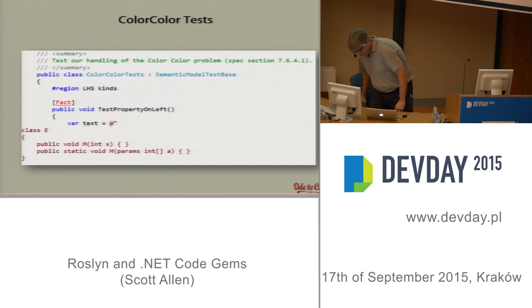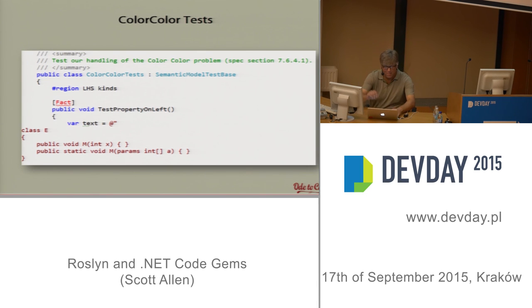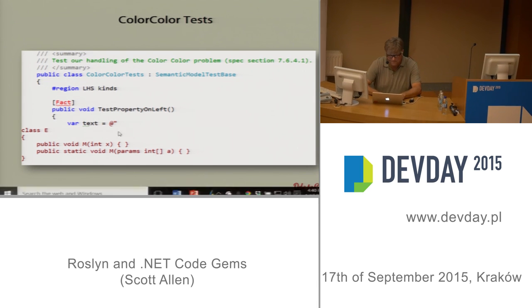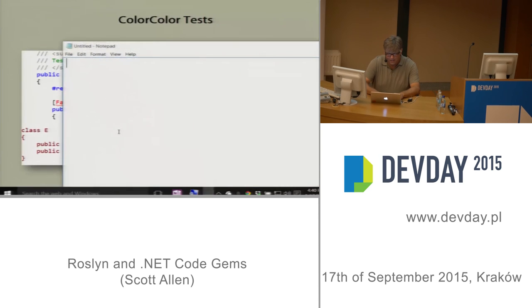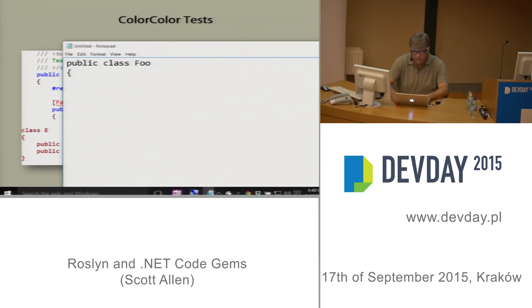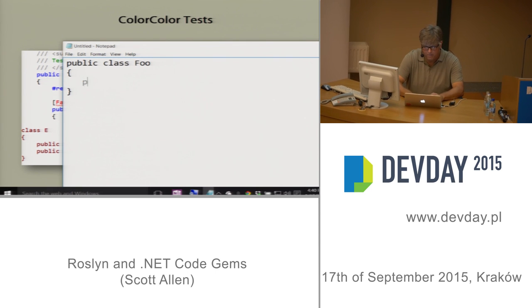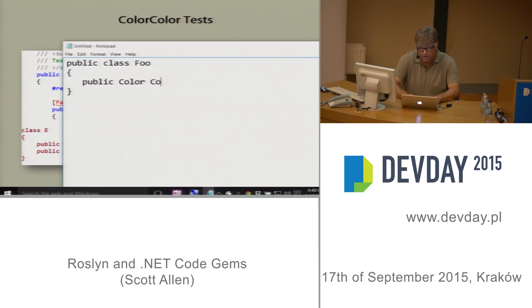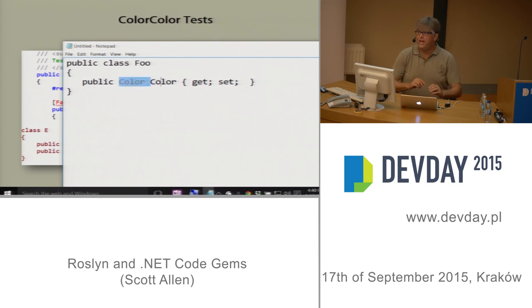Color test. What the heck is a color test? Let's say you have a class called Foo, and somewhere else you have a class called Color, and now you want to declare a public property of type Color called Color with a getter and a setter. It turns out that this actually has a lot of edge cases and difficult problems to solve.